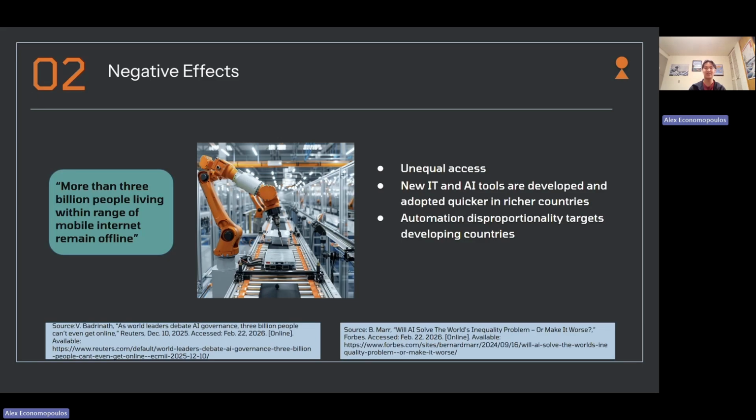Lastly, innovations in automation disproportionately target jobs in poorer countries. This is because jobs like assembly, manufacturing, clerical work, and other highly automatable jobs are more present in poorer countries. Overall, all countries benefit from new IT. However, poorer countries often see less benefit than richer nations, ultimately widening the gap.